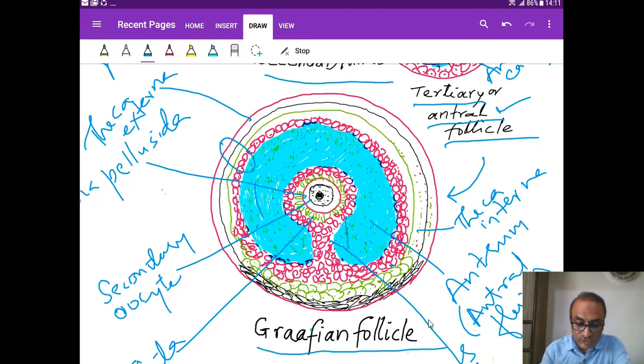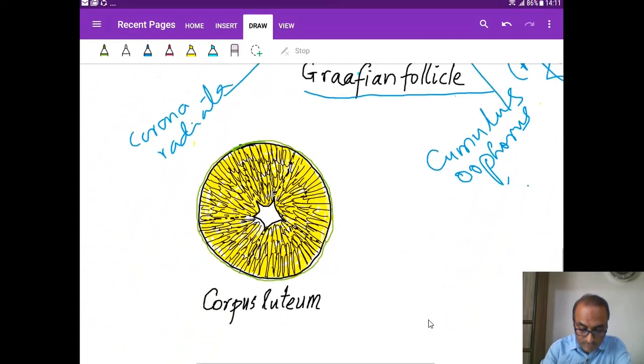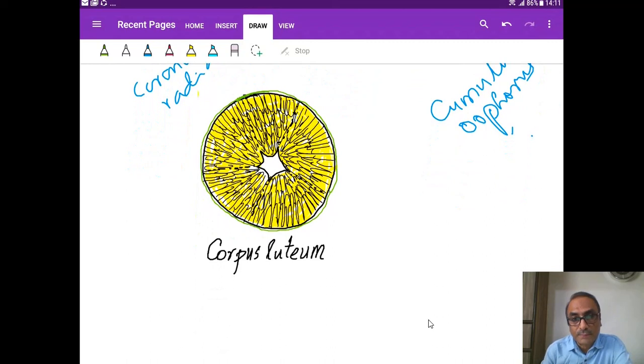Now that's about the structure of the ovary and the different ovarian follicles we have seen. Now let us look into another structure, the yellow body, called the corpus luteum.